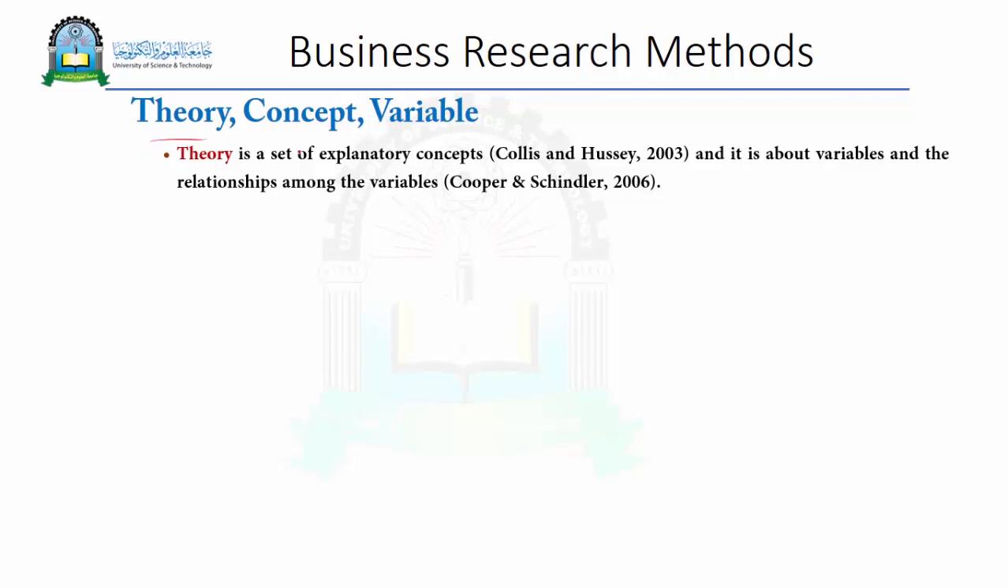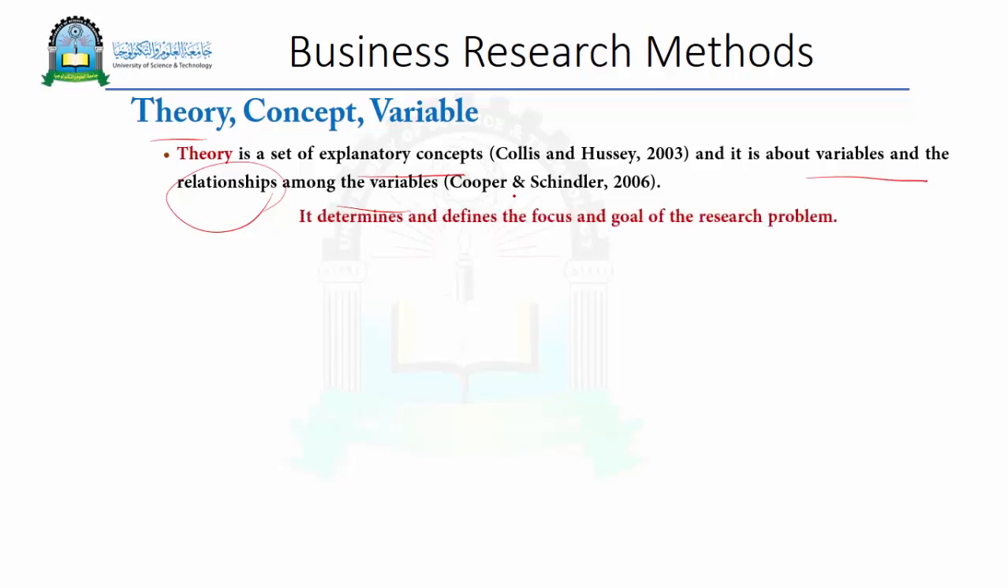So we said the theory is exploratory concepts. This is according to Collins and Hussey. And it is about the variables and the relationships between or among the variables, according to Cooper and Schindler. So, in brief, theory is a depiction or an explanation of the relationship between the variables. So it determines and defines the focus and goal of the research problem.